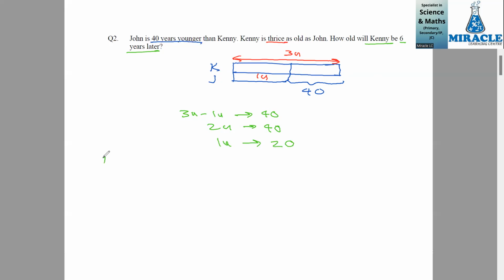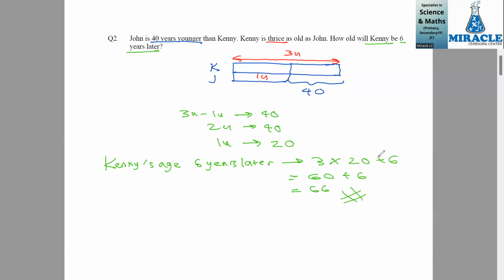So Kenny's age 6 years later would be 3 units, so 3 times 20 plus 6, because 6 years later, and this gives us 60 plus 6, which is equals to 66. So this is your final answer.